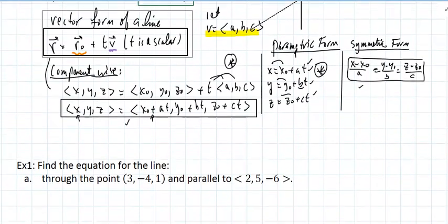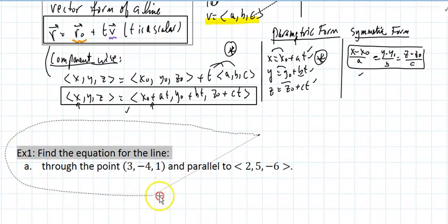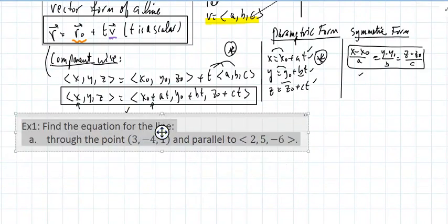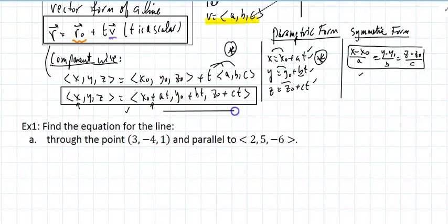Now, if I take my first example, and I have plenty of those, directions, find an equation of a line.